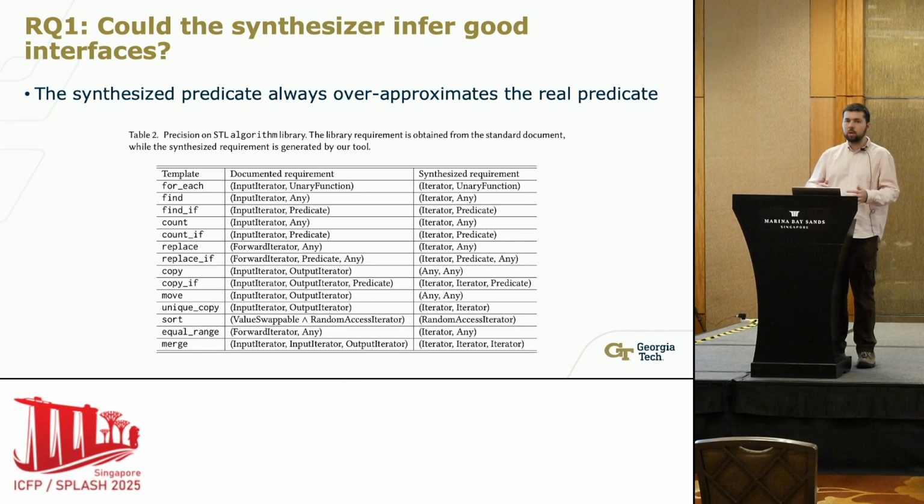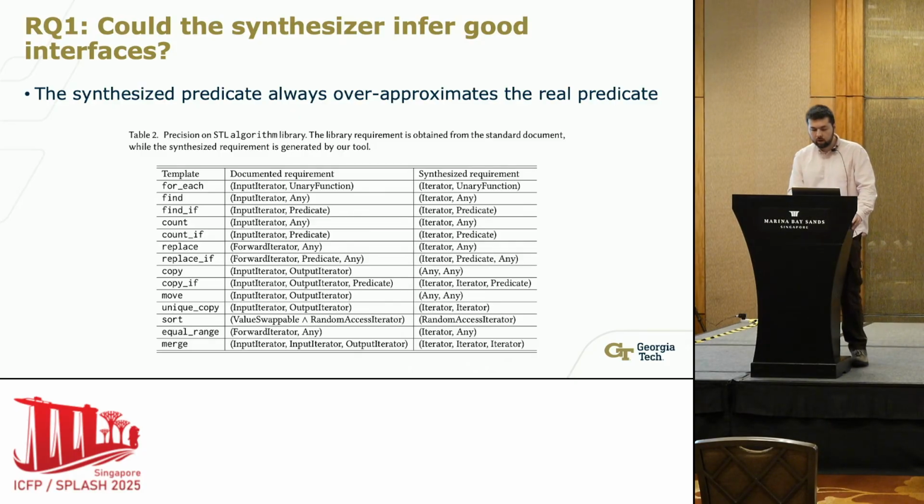And to do that, we compare the constraints that are generated by the synthesizer to those that are given in the documentation for these libraries. This shows that example for the standard template library. And you can see that in every case, the synthesizer generates a constraint that is an over-approximation of that given in the documentation.